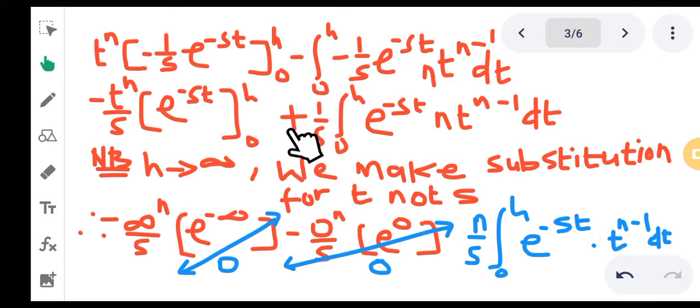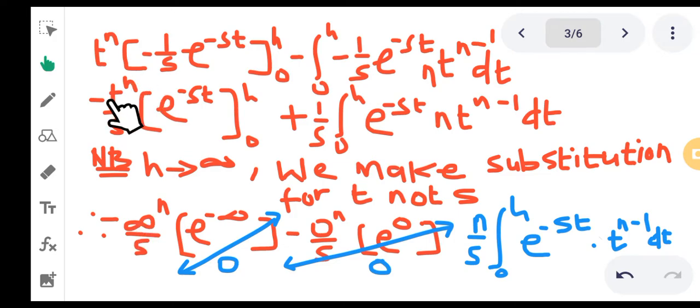So you are going to get positive 1 over s from 0 to h of e exponent minus st times n t exponent n minus 1 dt. As h approaches infinity, I'm going to make a substitution. The substitution is for t, not s, so always keep that in mind. Whenever I see t, I will introduce the h, and that h approaches infinity, so I will just substitute in infinity there.